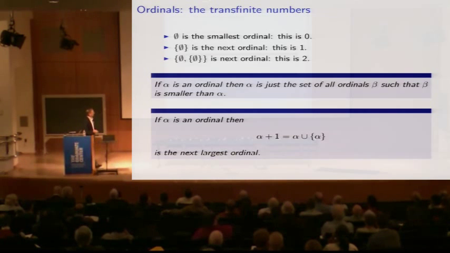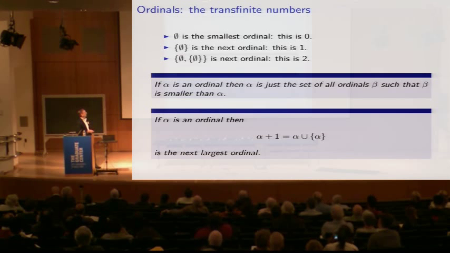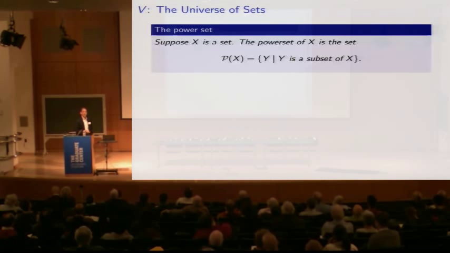And to get the next largest ordinal, you just do the obvious thing. So if alpha is an ordinal, you take alpha together, that's what that means, together with the singleton set alpha, and that's the next largest ordinal. So these go into the infinite. The finite ordinals are the natural numbers. So we can now unravel the universe of sets. So I have to introduce the power set of a set, P of x, and that's just all subsets of the given set.